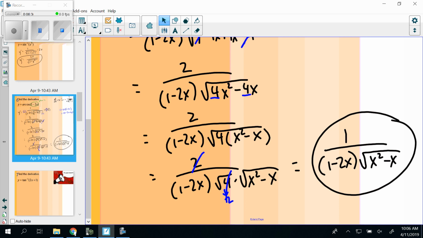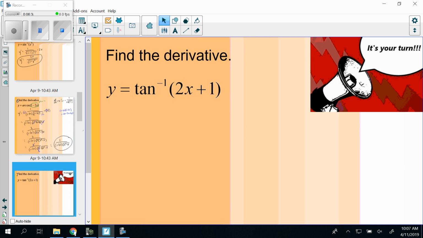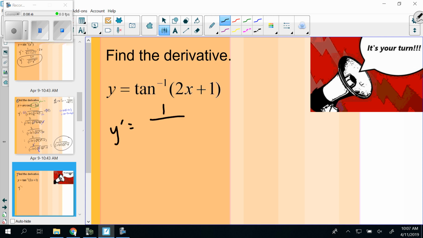All right, why don't you pause the video and try this one and see if you can come up with this derivative. All right, let's see what you got. Again, this is going to be chain rule here. Derivative of inverse tangent is 1 over 1 plus whatever you're taking the tangent of squared, but we got to do chain rule, so times 2 here because the derivative of the inside part is 2.